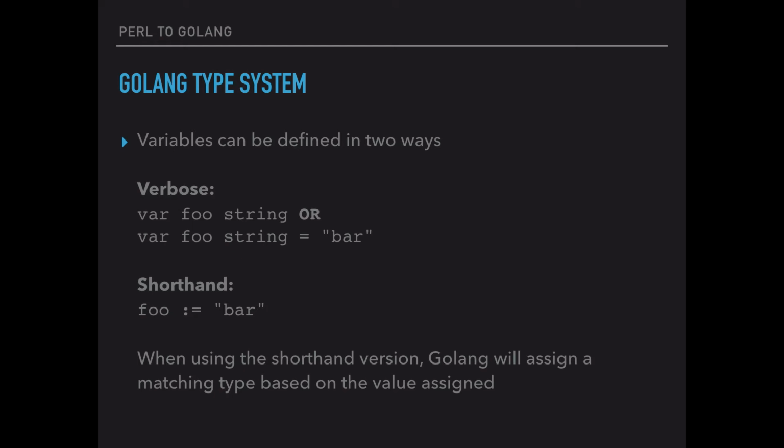The shorthand version is quicker to write, and Go will automatically assign a matching type to the value that you specified. I prefer the verbose version, as this forces me to think about each variable and its type, and also makes the code easier to read.